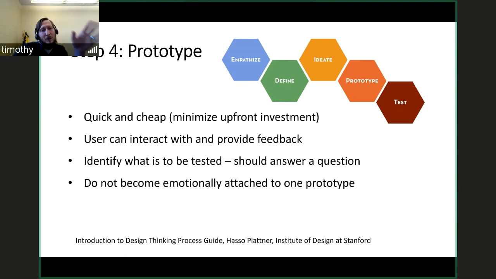Don't become emotionally attached to one prototype. I told a lot of the groups this semester as you're going through building your robots, your sculptures, don't get attached to a single idea. Be open to changing, because if you get so far down the path and it's just not working, be able to navigate back to a different path and go forward.